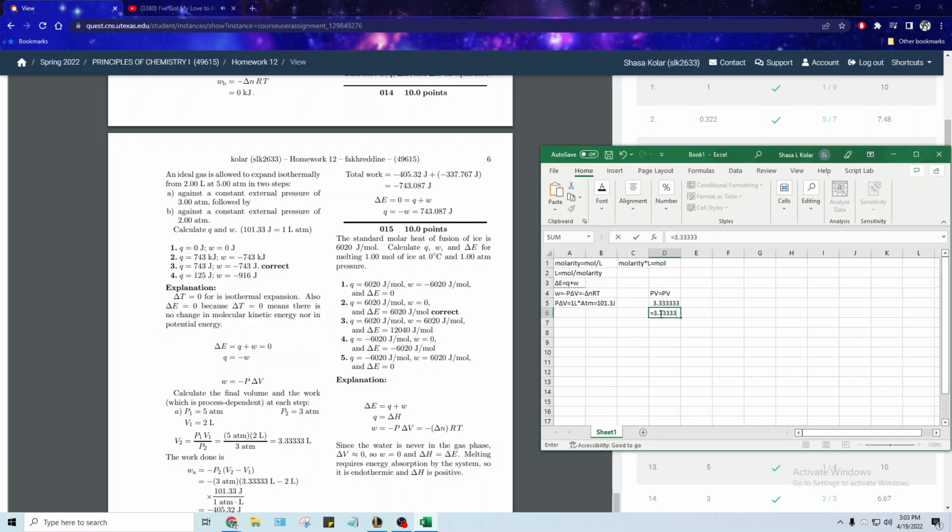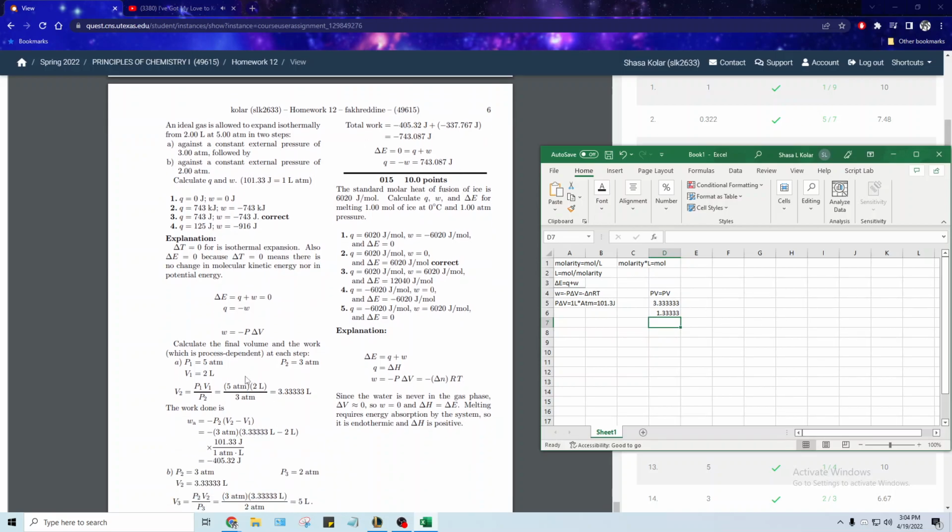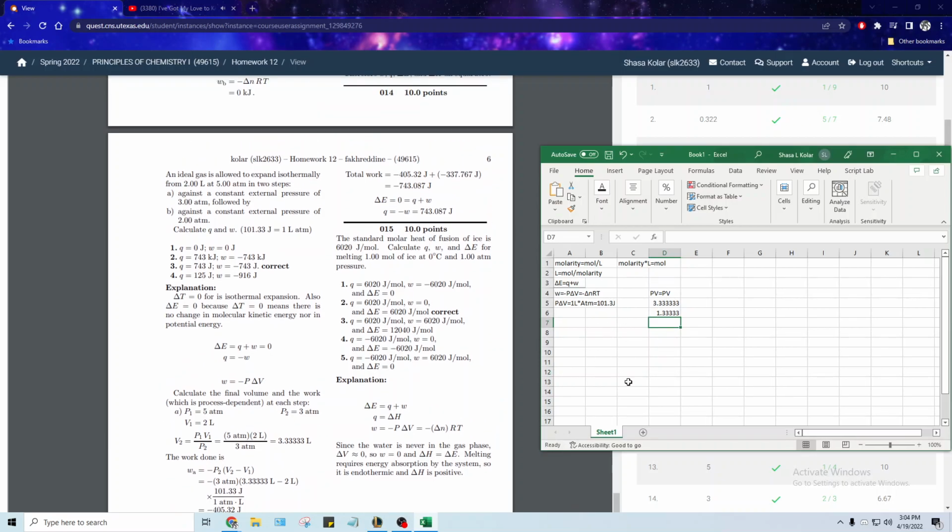3, and we take away 2, and we get 1.3 repeating. And that's the change in volume, that's a change in V. We have our new atmospheric pressure, 3 atmospheres. So we're going to do W equals negative 1.3333, our change in V, times our pressure, which is 3. So this is 4 liter atmospheres. Remember, this is liter atmospheres, not joules.